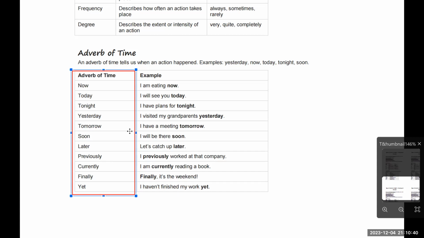Other adverbs of time are very common already. Just one more. Previously. Okay, please read the example. I previously worked at that company. Okay, what do you think? From the word previous. Okay, from the word previous, what do you think? Previous means?